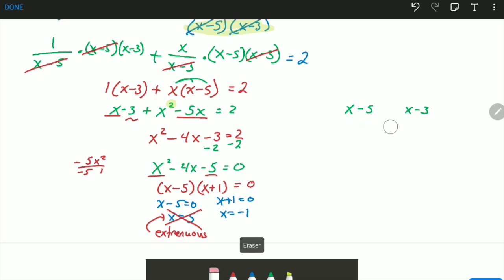Then if we go back and try negative 1 in our two factors, negative 1 minus 5, that's definitely not 0, and negative 1 minus 3 is also not 0, so negative 1 should indeed solve our rational equation.